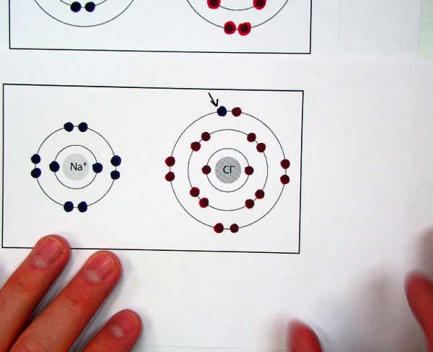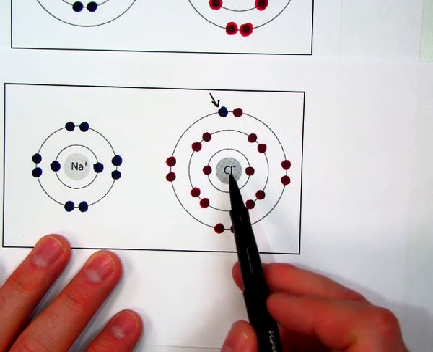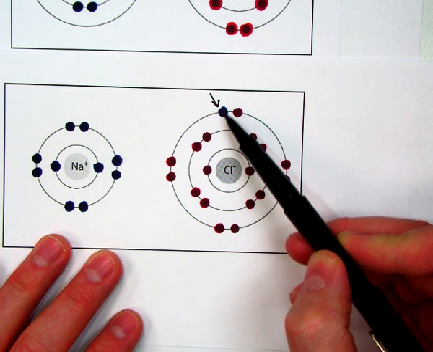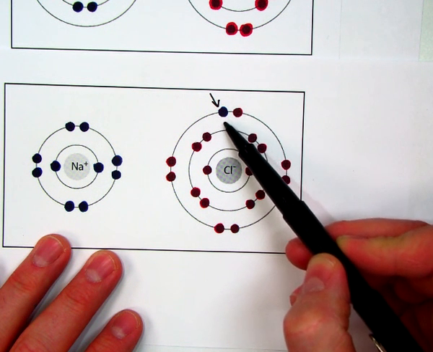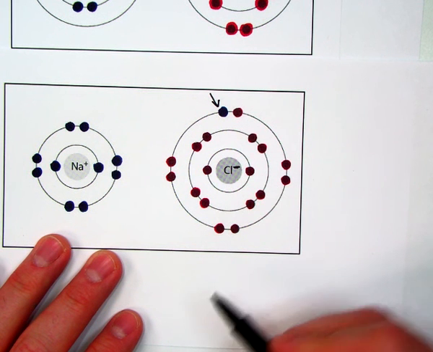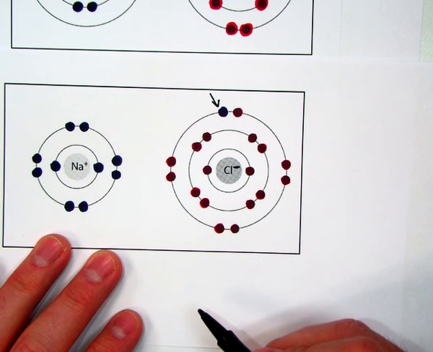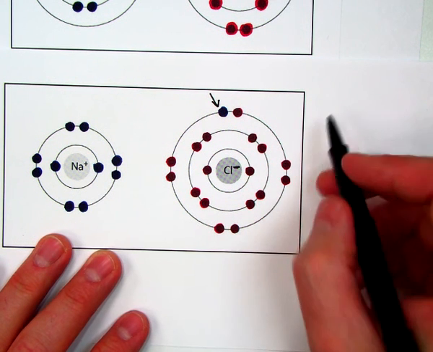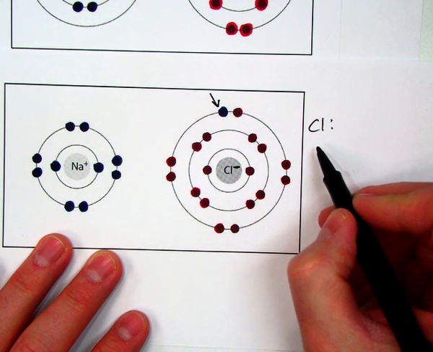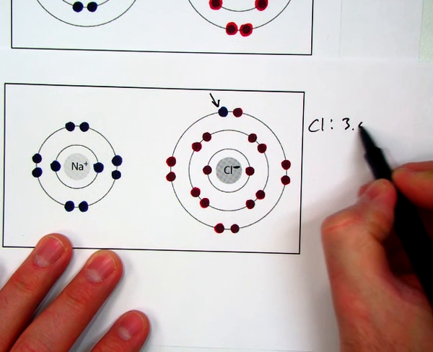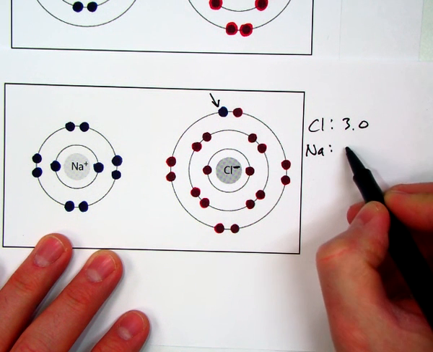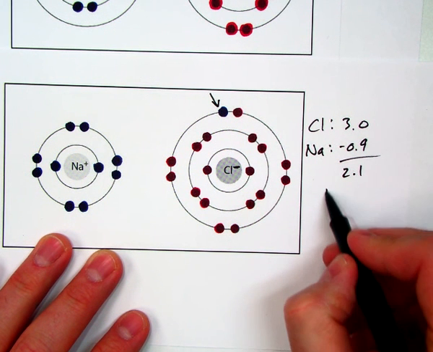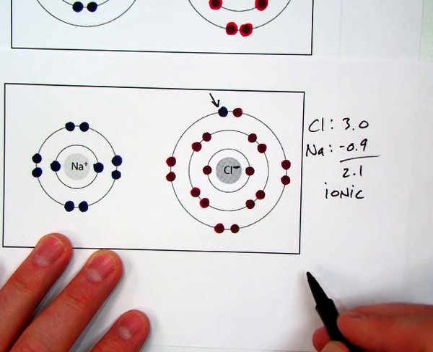So in this case, what happened is that chlorine took the electron completely away from sodium. So this electron now lives with chlorine, and because it has one extra negative part, chlorine becomes a full negative charge. And sodium lost a negative, so that's why it becomes positive. Looking at the electronegativity, chlorine has the larger electronegativity at about 3.0, and sodium has about 0.9. So when you subtract them, we get 2.1, and this, according to our electronegativity chart, is an ionic bond.